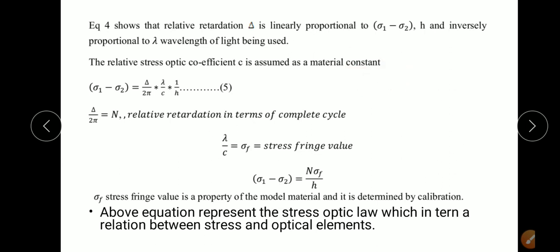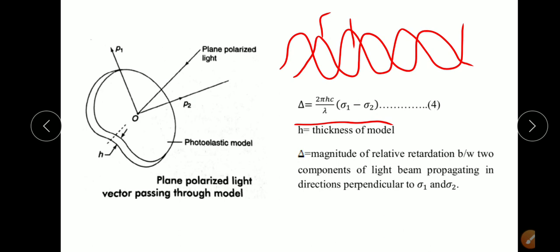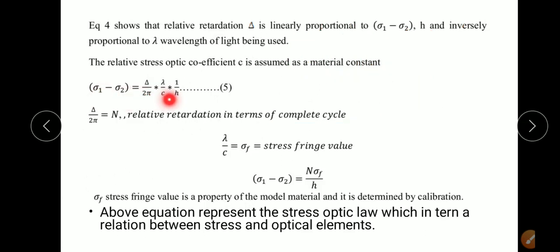So this sigma 1 minus sigma 2 can be rewritten. If you interchange the earlier fourth equation, taking sigma 1 minus sigma 2 on the left side and all the delta terms on the other side, the equation forms sigma 1 minus sigma 2 is equal to delta by 2 pi into lambda by c into 1 by h. So this is the equation you are going to get.